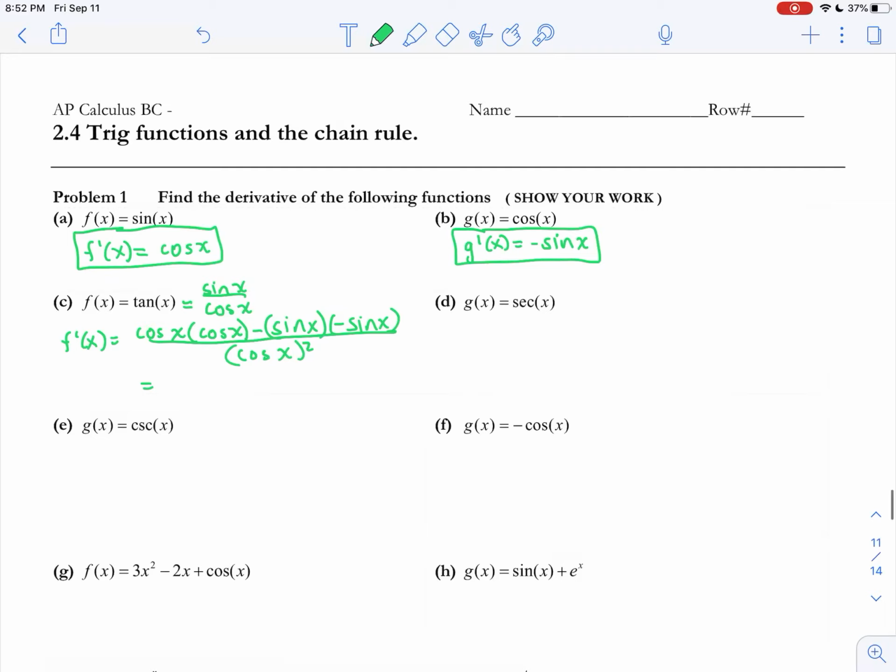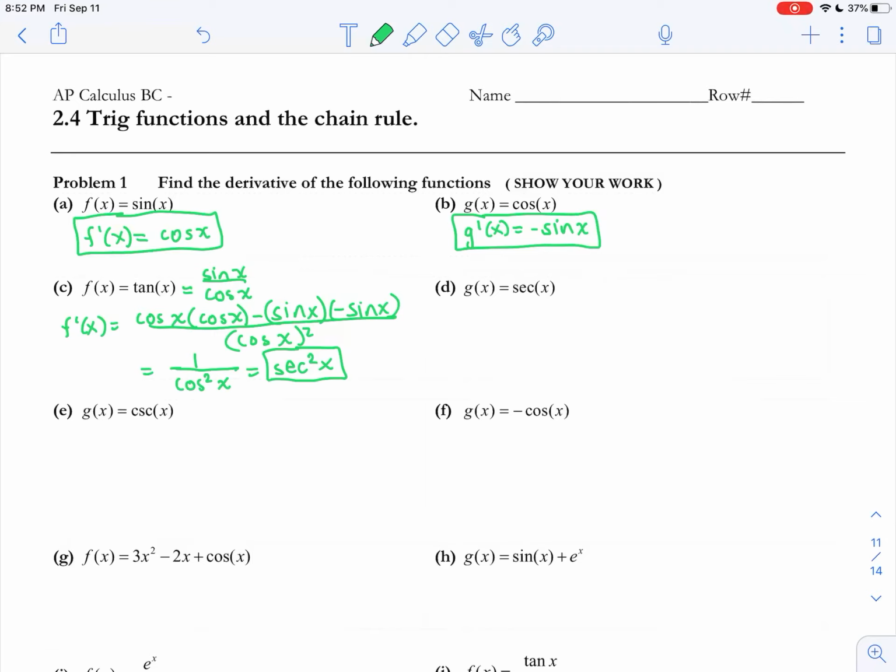So we end up with cosine squared of x plus sine squared of x, which hopefully you recognize to be the Pythagorean identity, just 1. And then we end up with 1 over cosine squared of x, which leads me to the fact that the derivative of tangent of x is equal to secant squared of x. So that's our third one. And then with secant of x, secant of x is 1 over cosine of x. Now I can most certainly use my quotient rule here, but I'm going to show you guys how we would apply the chain rule with this first one.